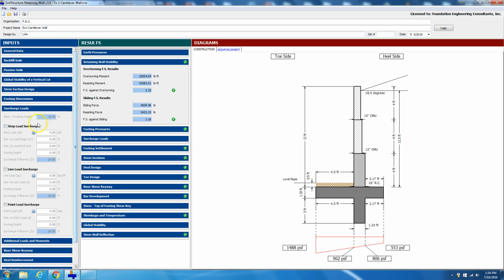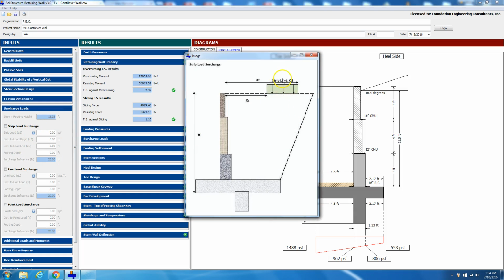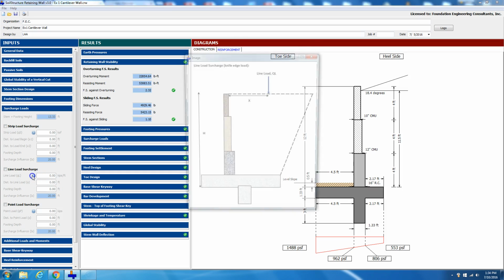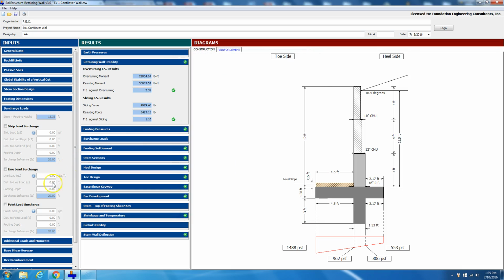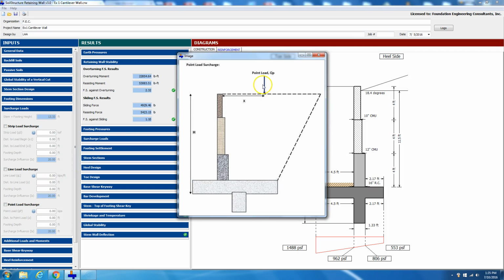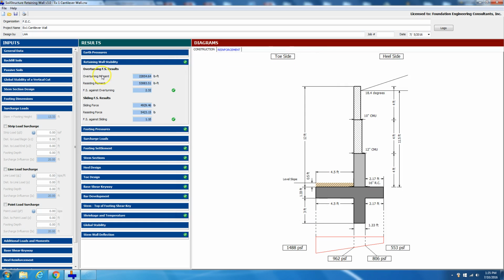Surcharge loads. These could be a strip load, where you have a rectangular load of finite width that's parallel to the retaining wall stem. X1 is the setback distance to the beginning, and X2 is the total distance from the back face of the upper stem to the end of the strip load. We can also have a line load surcharge, and we just need 1x, that will be in kips per foot. And we could have a point load surcharge, which is just in kips, with a similar notation as a line load. In this case, we don't have any surcharges.